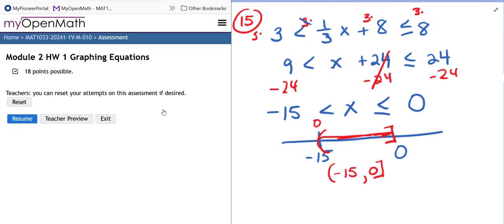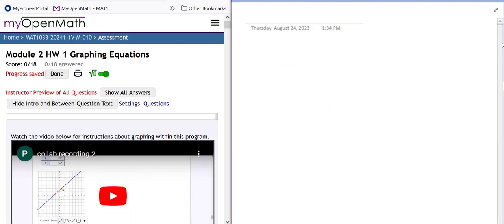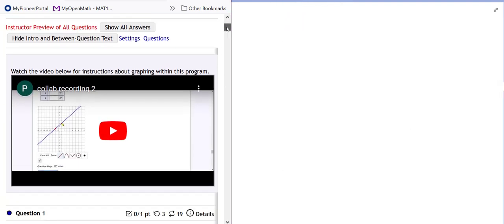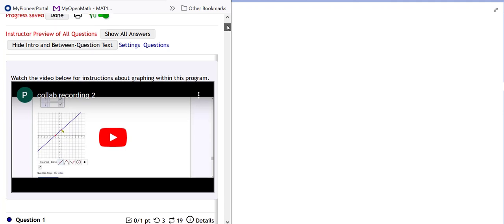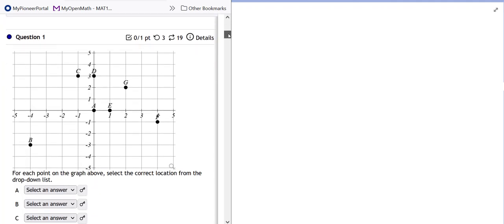The first one in the graphing, and there is a little video there to help you with the graphing tools if you have questions.